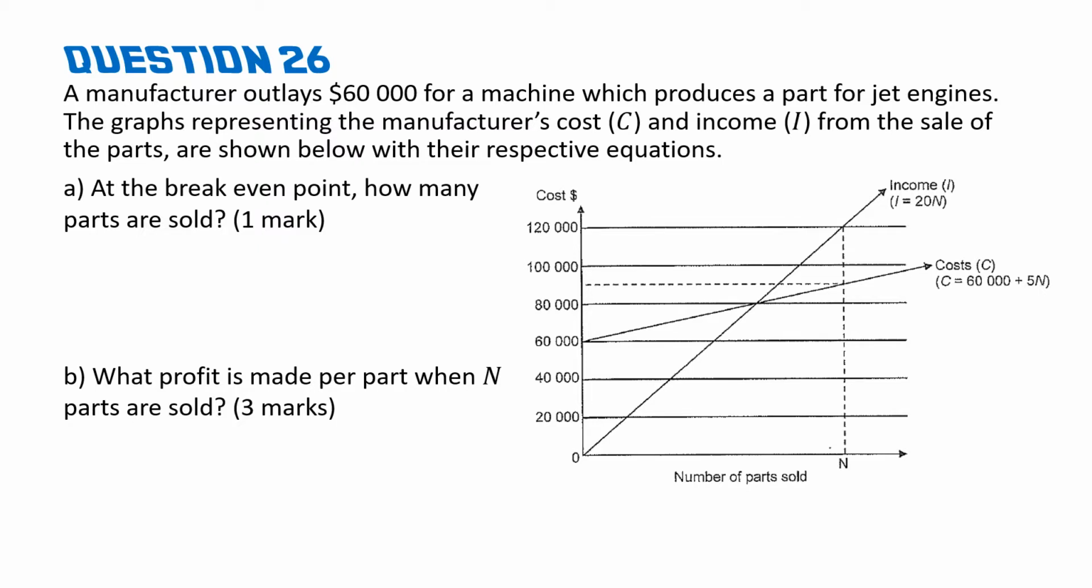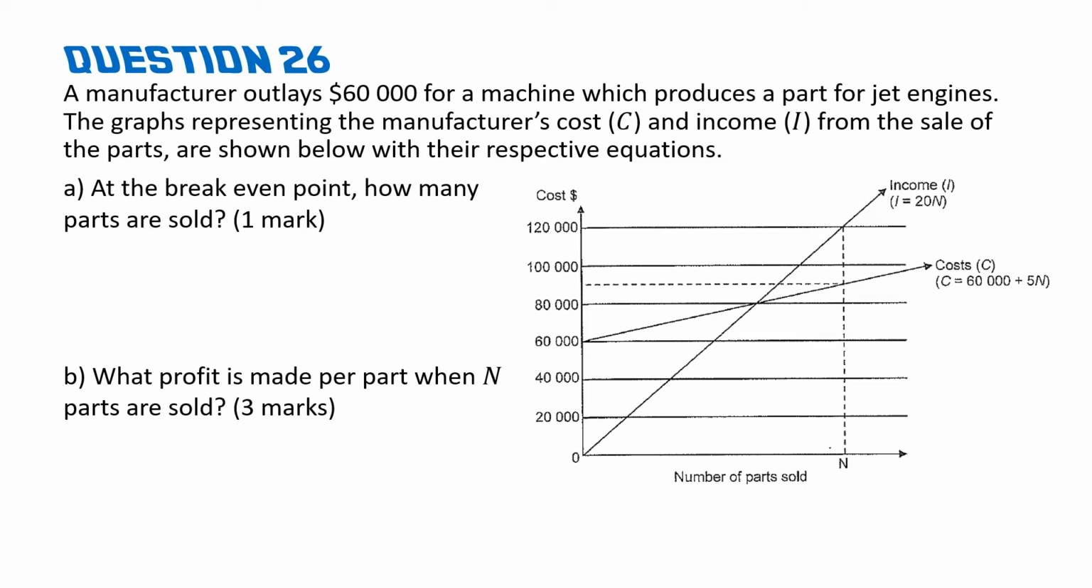Question 26. A manufacturer outlays $60,000 for a machine which produces a part for jet engines. The graphs representing the manufacturer's costs, C, and the income, I, from the sale of those parts are shown below with their respective equations. Part A, at the break-even point, how many parts are sold?